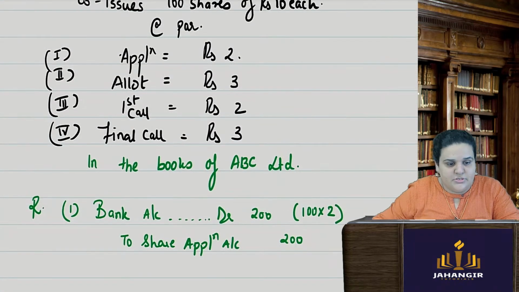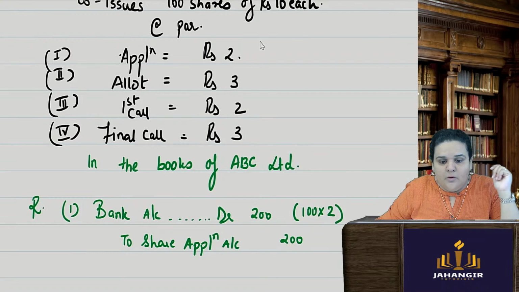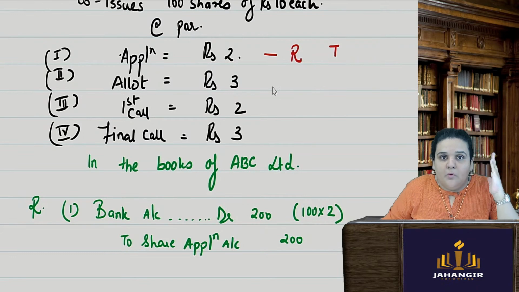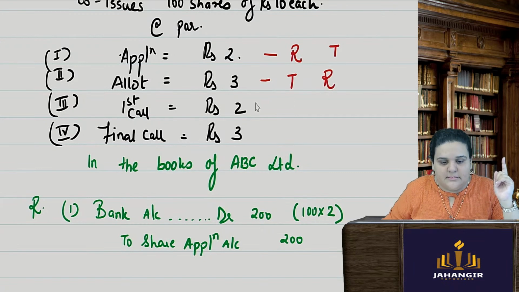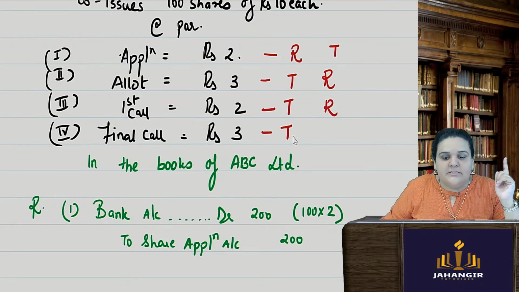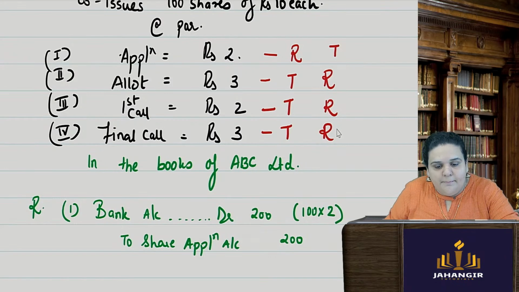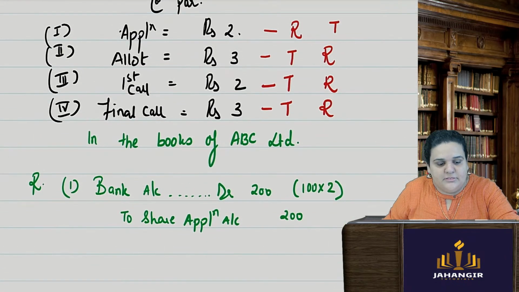I have already passed my receipt entry. Each stage will have 2 entries. One will be receipt entry, one will be the transfer entry. Only at the application stage we pass the receipt entry first and then the transfer entry. But in all the other stages we will first do the transfer and then the receipt. So I have already passed my receipt entry for application stage.